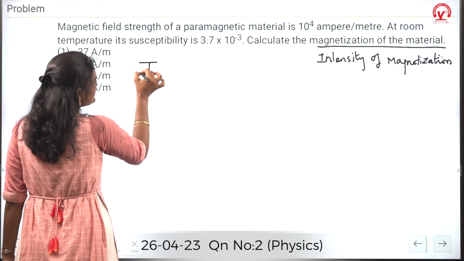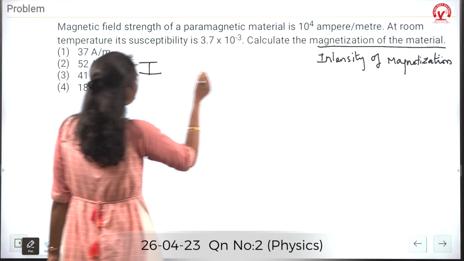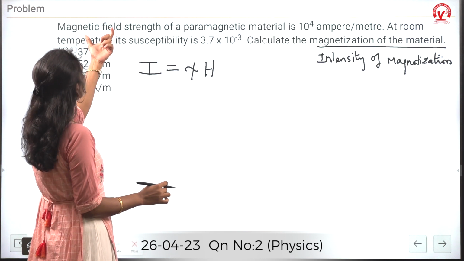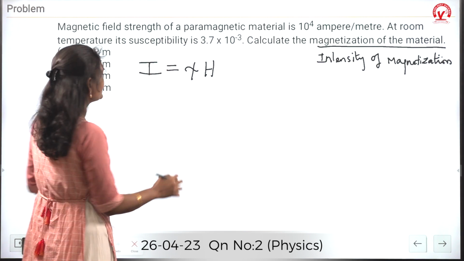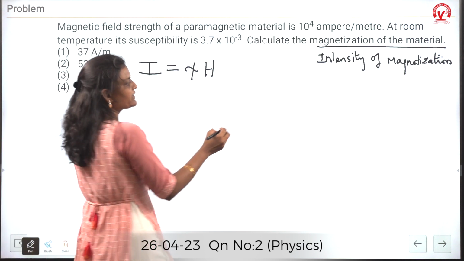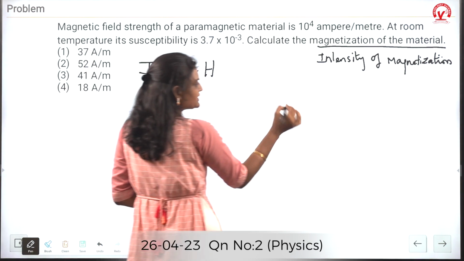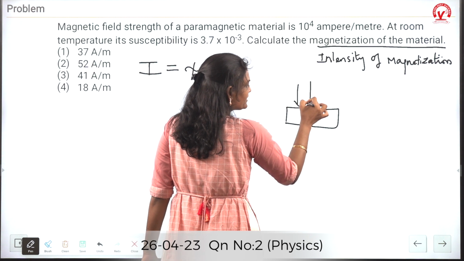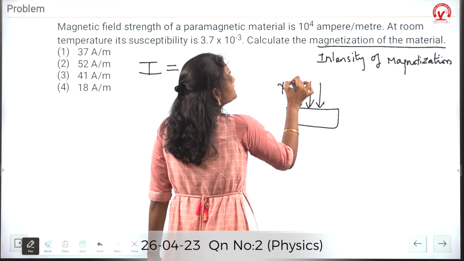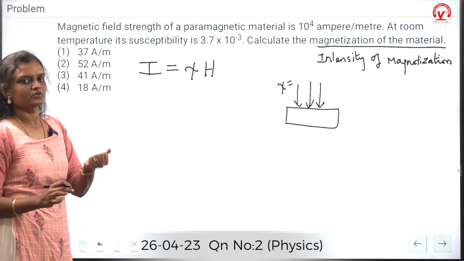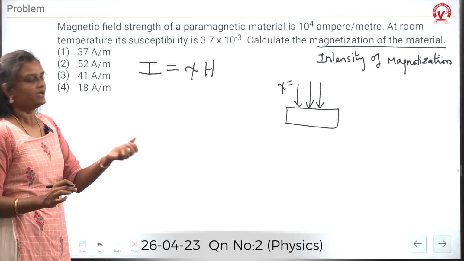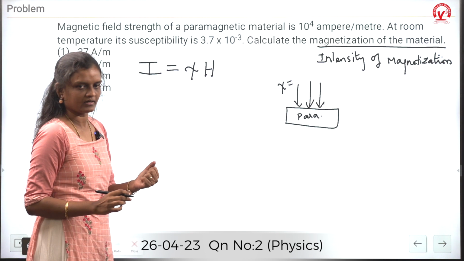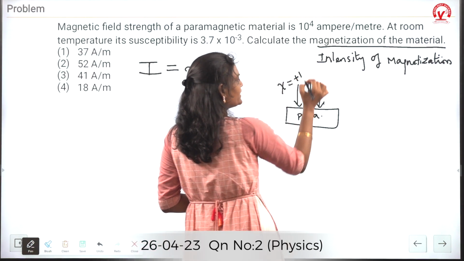I represents the intensity of magnetization, or magnetization of a material: I is equal to chi into H. H is the magnetic field strength applied to the paramagnetic material. What is meant by chi? Chi is the susceptibility. If I apply a magnetic field to a paramagnetic material, how easily the material absorbs the magnetic field, that is chi. A paramagnetic material can absorb the magnetic field, so we get the chi value as positive and small.